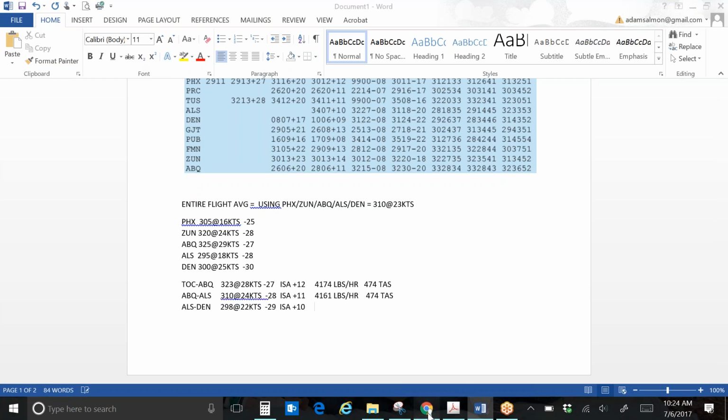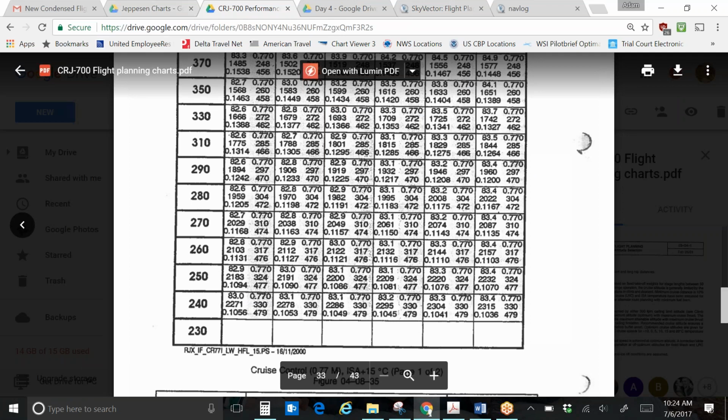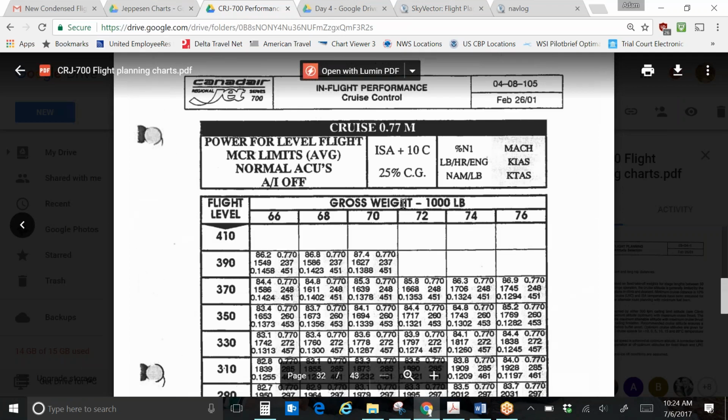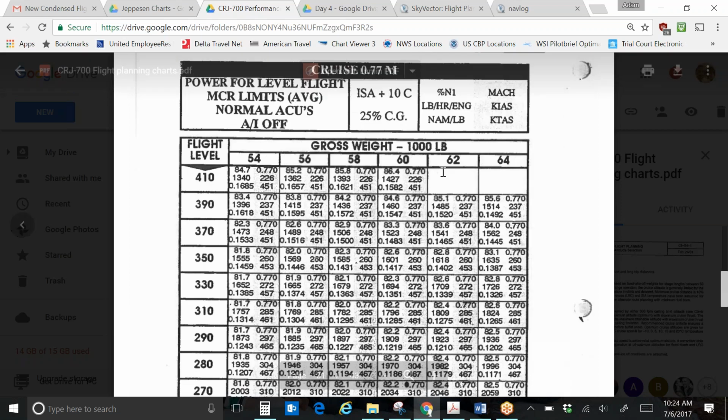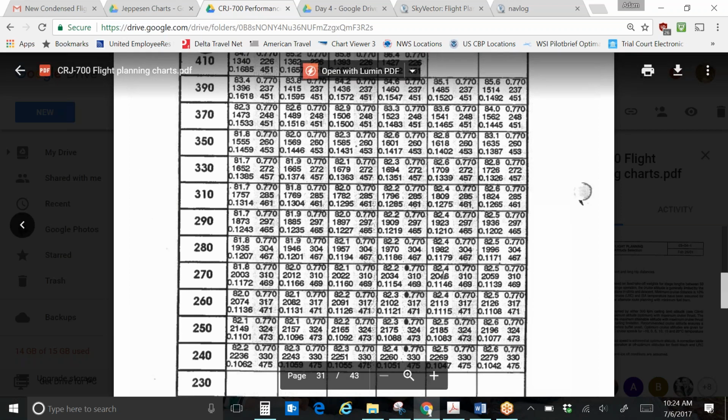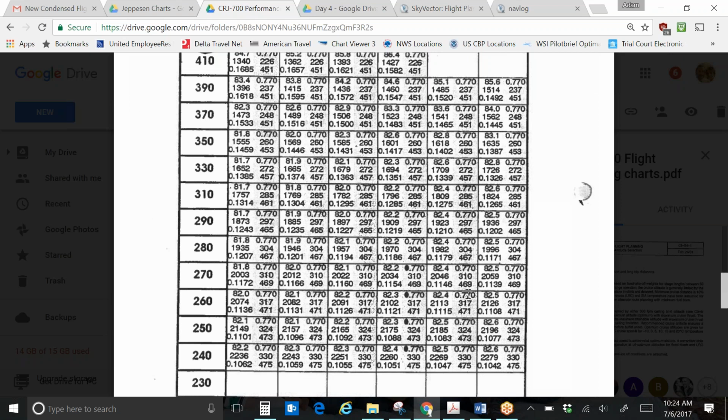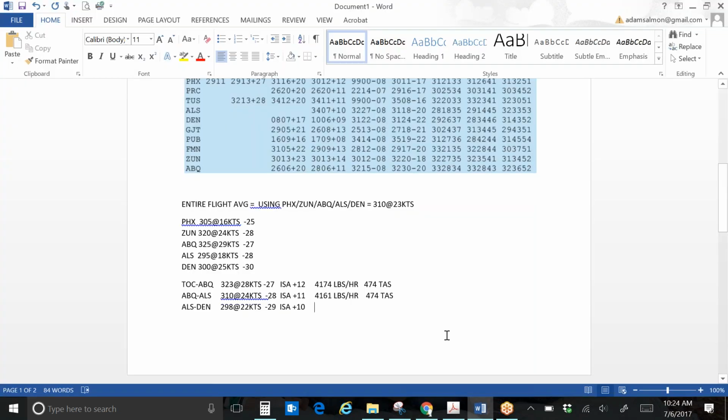So let's go back into the charts here now. So that's ISA plus 15. There's ISA plus 10. There's also ISA plus 10, and there's 62,000 pounds and 27,000 feet. So it's going to be 2046 and a true airspeed of 469. So the burn is 2046. I'm going to times that by 2, which is going to be 4,092. 469 is the true airspeed.